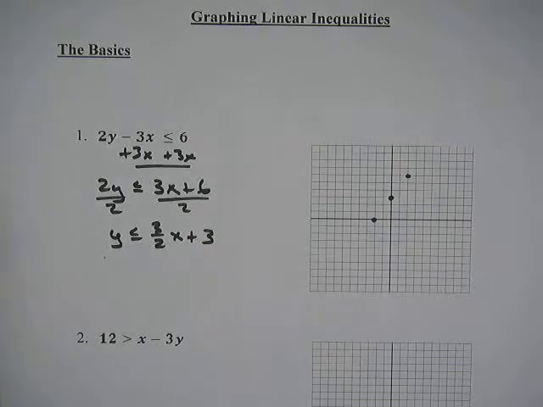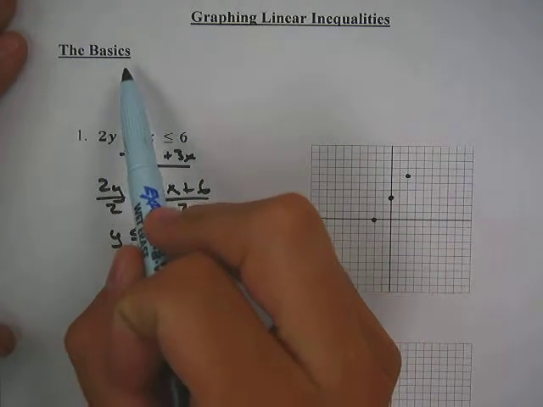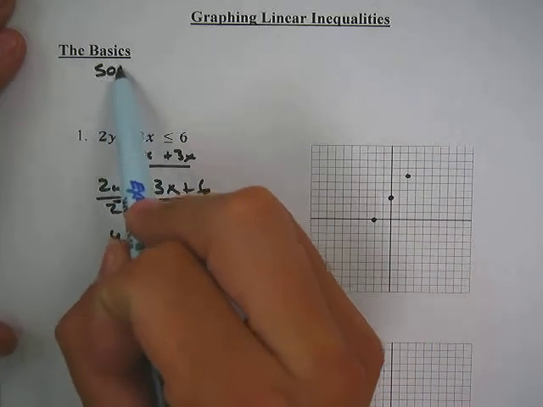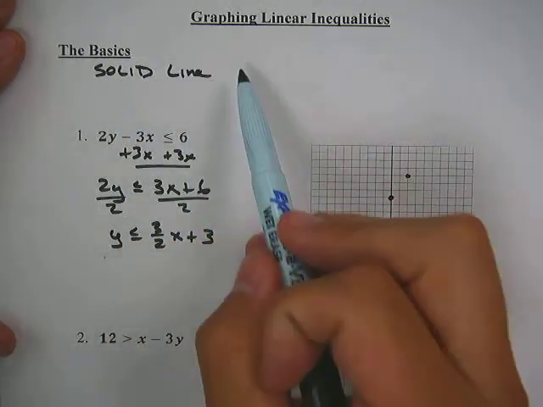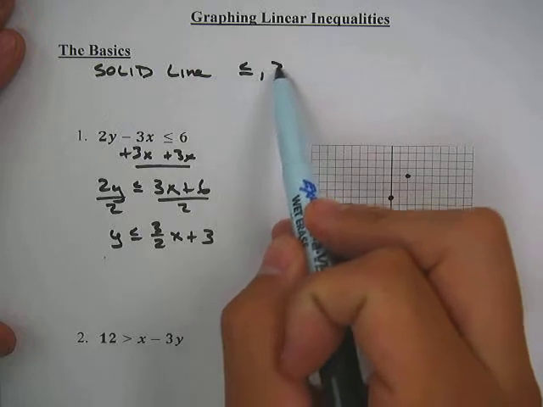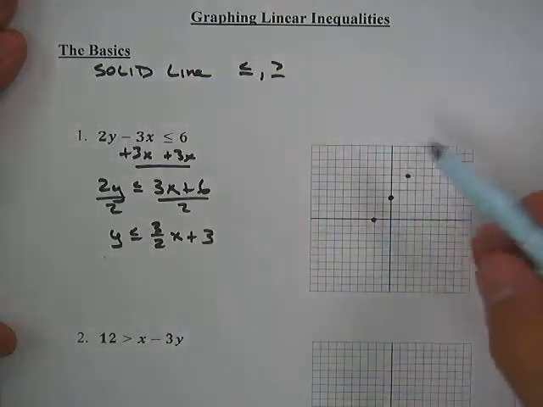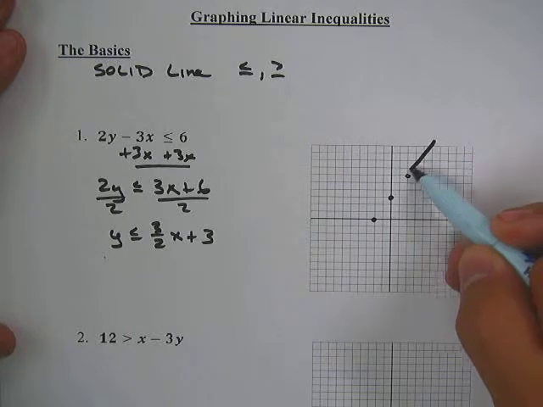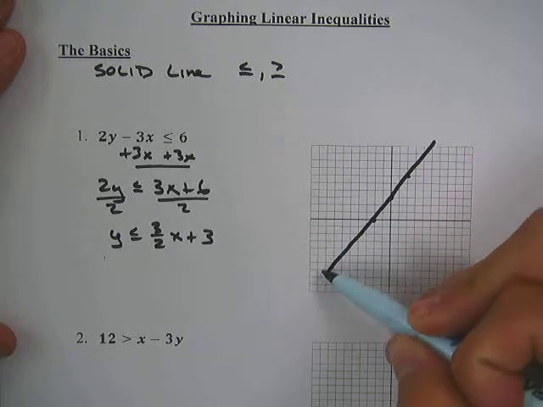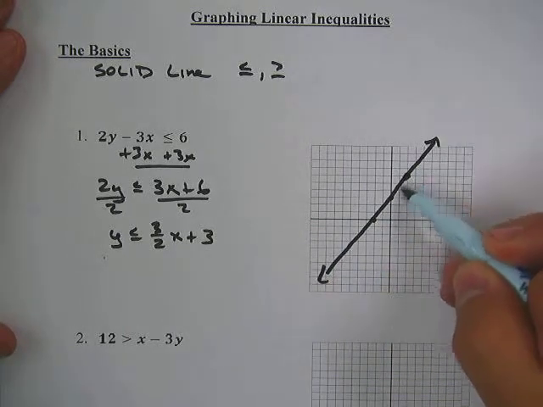Now sometimes we're going to be talking about what we call a solid line, and sometimes we're going to be using a dashed line. Now we're going to be using a solid line, so we'll go back up here to the basics. We use a solid line when we're talking about equal to, so less than or equal to or greater than or equal to. And I'll explain why that is here in just a second. So it says less than or equal to, so we're going to draw a solid line.